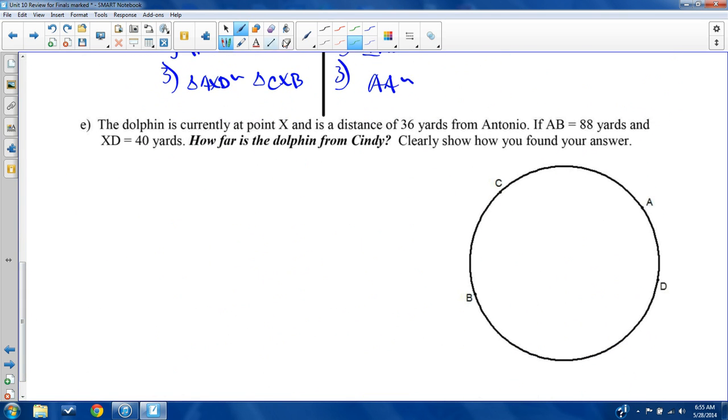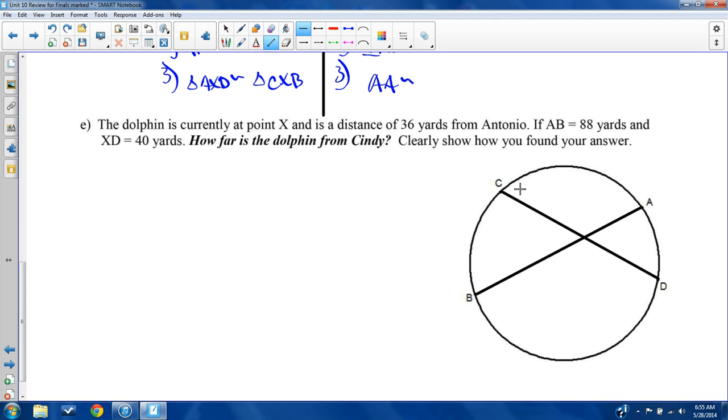All right, so they give you the circle again in case you want to redraw and rework their stuff. It's the exact same stuff as before. These triangles are similar for the same exact reasons. Dolphin is currently at point X and is a distance of 36 yards from Antonio. So X is 36 away from Antonio. If AB is 88 yards and XD is 40 yards, so this is 40, this is 88.